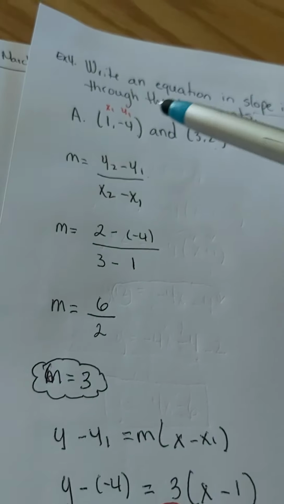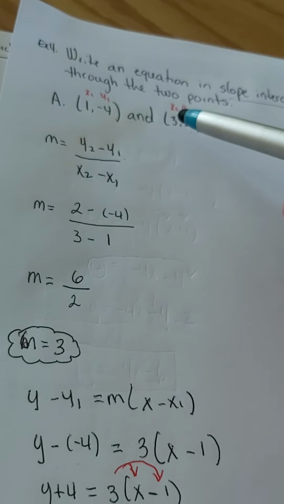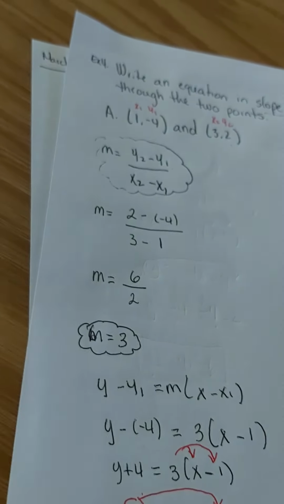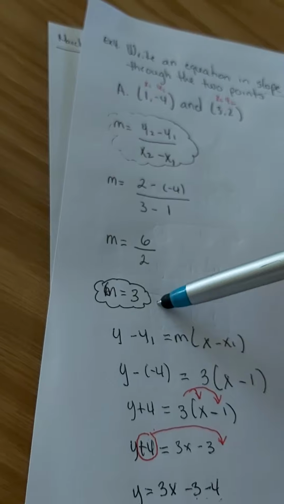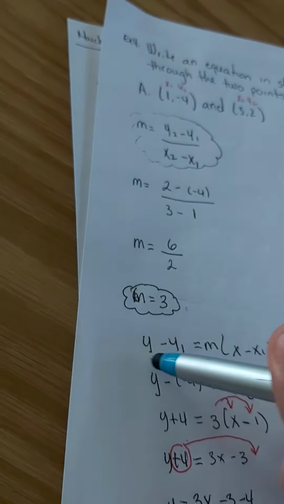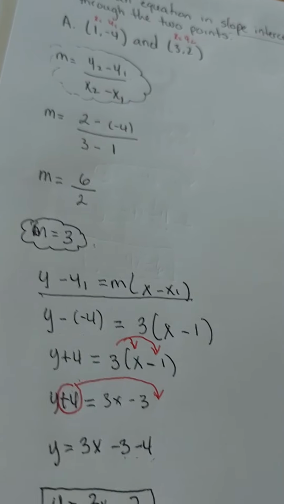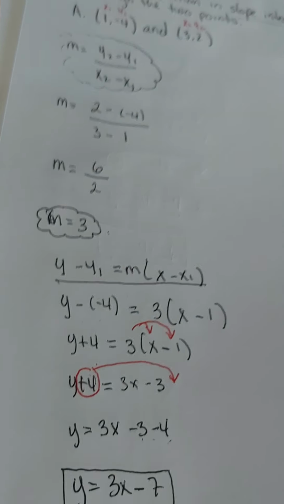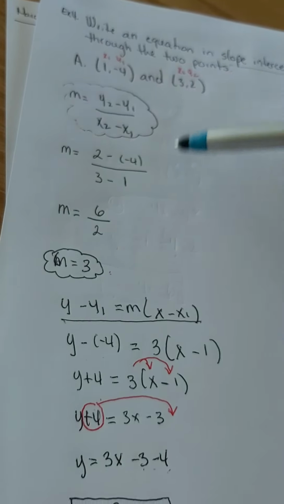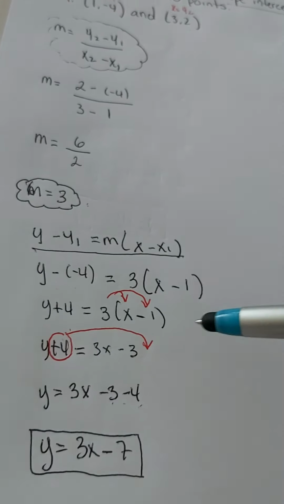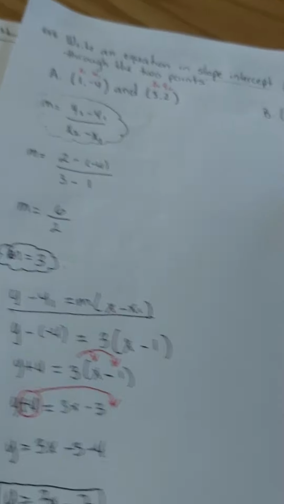Again, we had 2 points. We find the slope using the formula for slope, y2 minus y1 over x2 minus x1. Once we have the slope, we use the point slope form. Y minus y1 equals m times x minus x1. And we substitute with the information given.